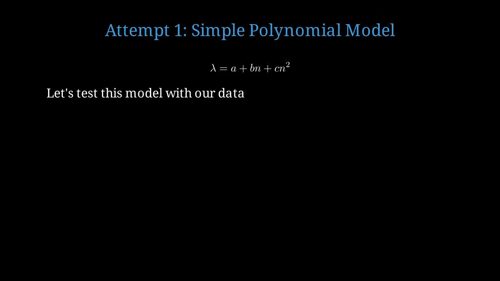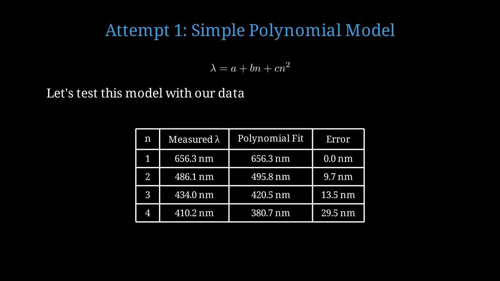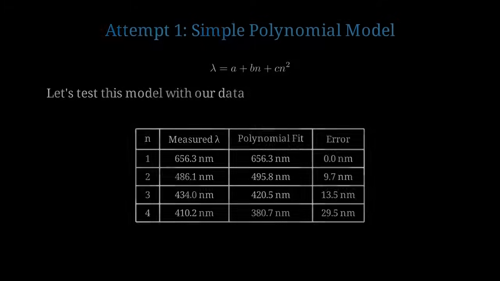If we try to fit a polynomial to our measured wavelengths, we immediately run into problems. Even after fitting the polynomial to match the first line perfectly, the errors grow rapidly. By the fourth line, we're off by nearly 30 nanometers. This model clearly fails.